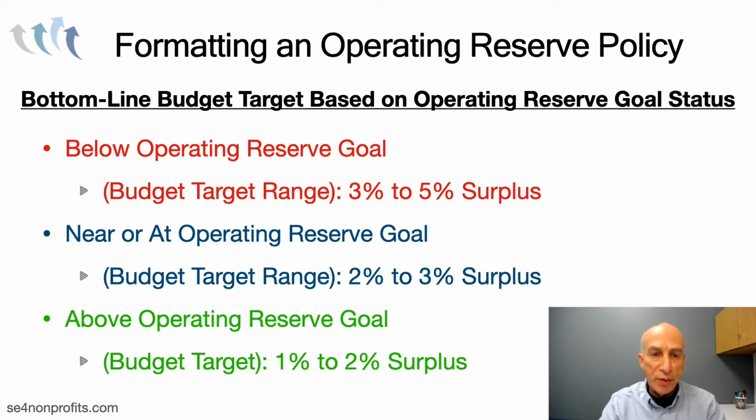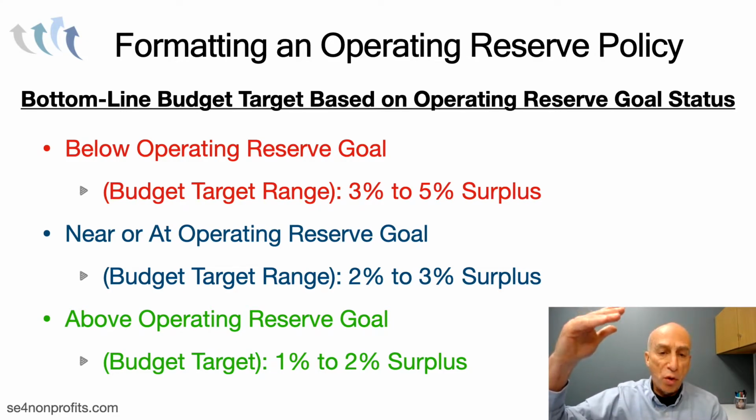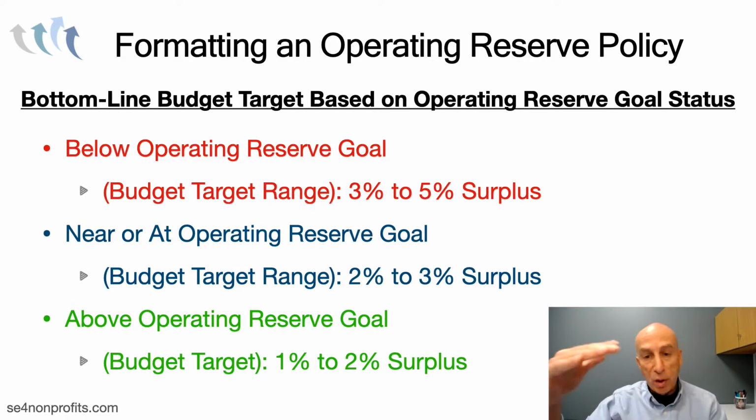So let's go to the third area. And this is something that most people don't concentrate on, and it gives meaning to operating reserves, is tying in the operating reserve goal to your budgeting process. All organizations, to me, are at one of 3 spots. They're either at the reserve goal, below the reserve goal, or above the reserve goal. If we're below our reserve goal, it'll help give you a targeted bottom line that we need to be a little more focused on adding to operating reserves.